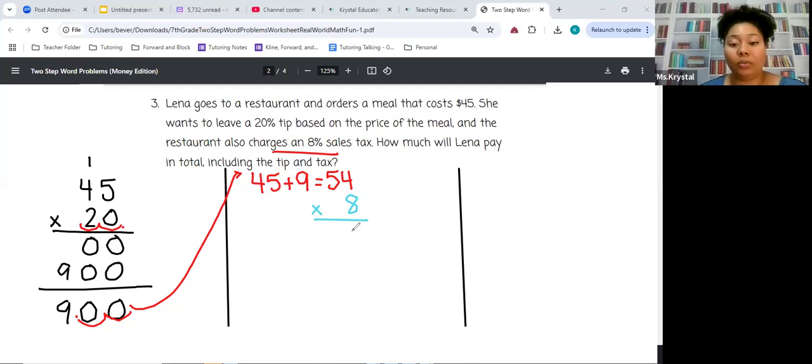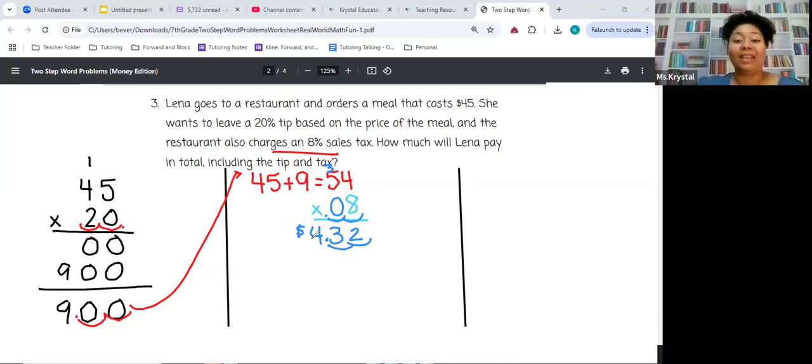8 times 4 is 32. Put down my 2, regroup my 3. 8 times 5 is 40, plus 3 gives me 43. So I have 432, and that is the sales tax. Remember, I had a 0 here because this is 8% and a decimal here. So I would have moved that, boom, boom, 2 places. Move it again, boom, boom, 2 places. $4.32. That is the sales tax. That is 8% of that 54.